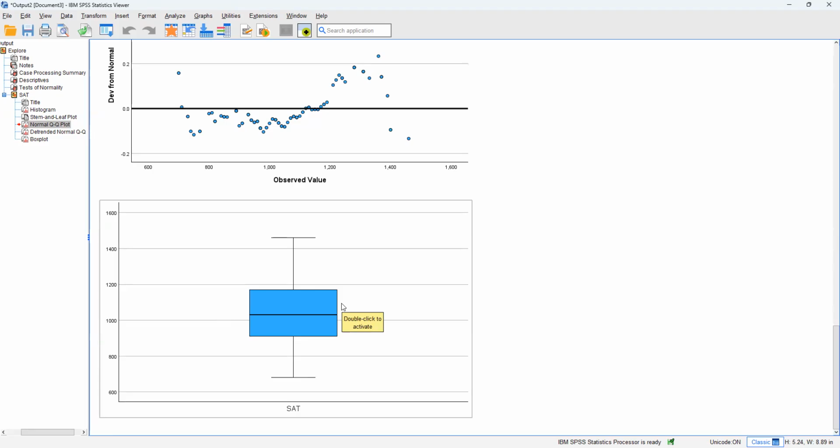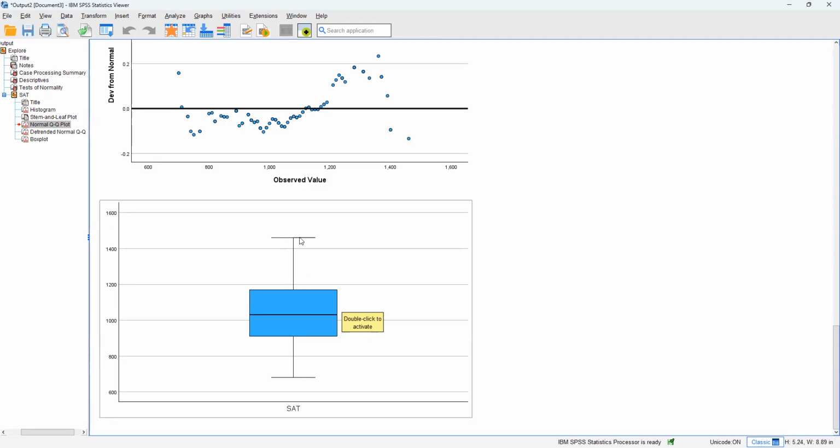And if you remember from earlier in the course, a box plot gives us several data points. So the line in the middle of the blue box represents the median. The top and the bottom of the box represent the 75th and the 25th percentile, so the interquartile range. So you can see the interquartile range goes from just below 1,000 to maybe close to 1,200.